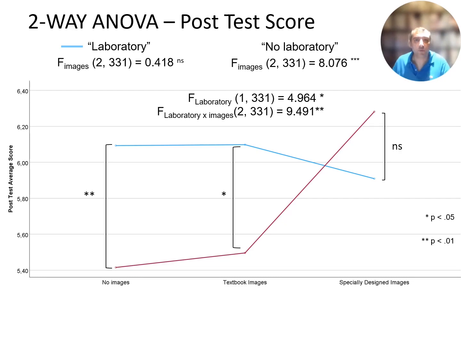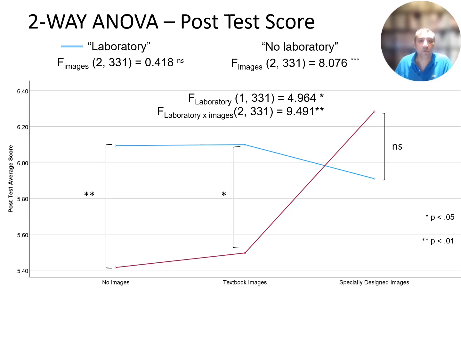When performing the two-way ANOVA on the post-test questionnaire, we found a significant main effect of the laboratory activities and of the interaction between the two conditions, which means that the students in the laboratory condition outperform the students in the non-laboratory condition. We also found that the image condition does not have a significant main effect on the post-test score.